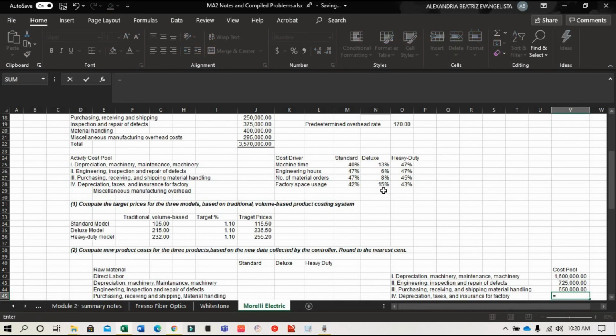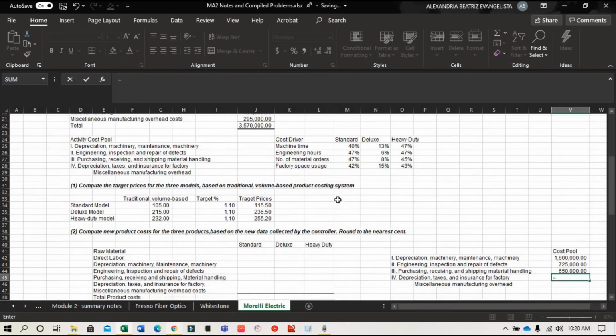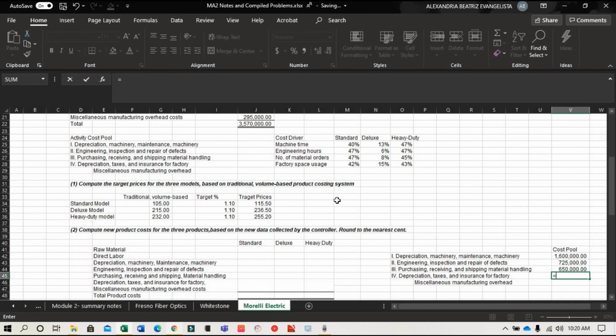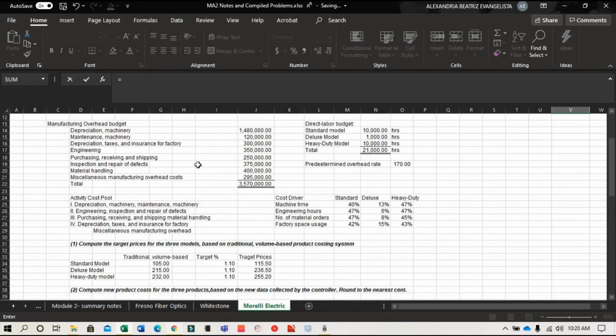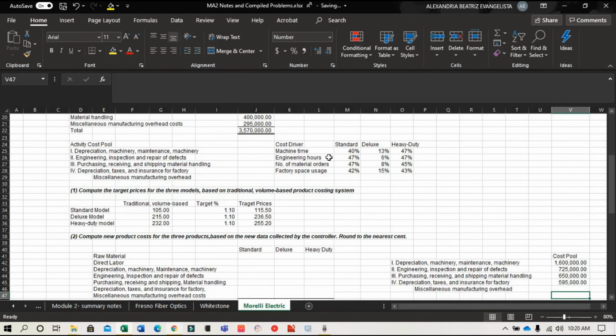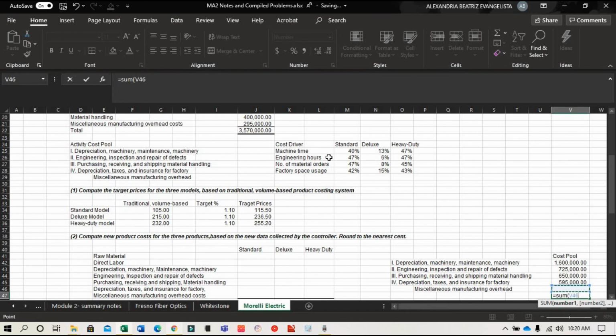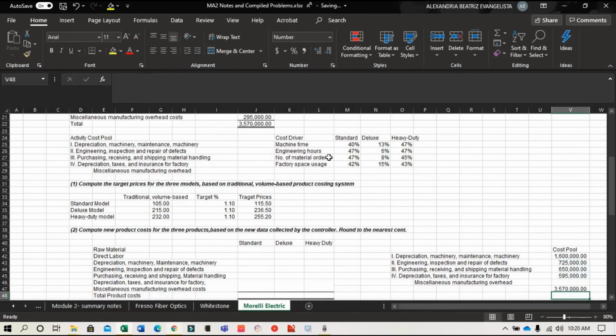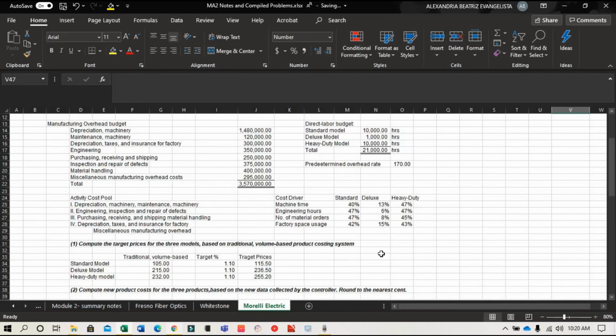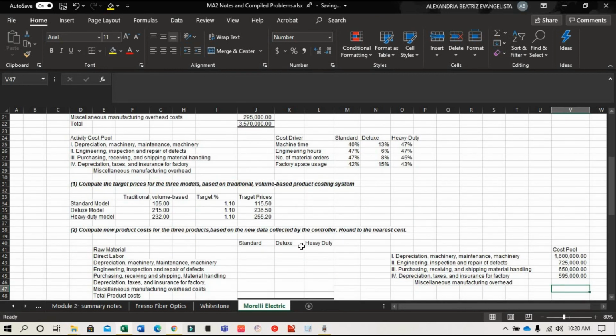And for the last activity cost pool, depreciation, taxes, and insurance for factory, and then miscellaneous overhead. So that is 300 plus miscellaneous overhead of 295. That would give us 595. So let's see if it totals 3,570,000, just to be sure. Okay. So we have accounted for all of the manufacturing overhead budget.